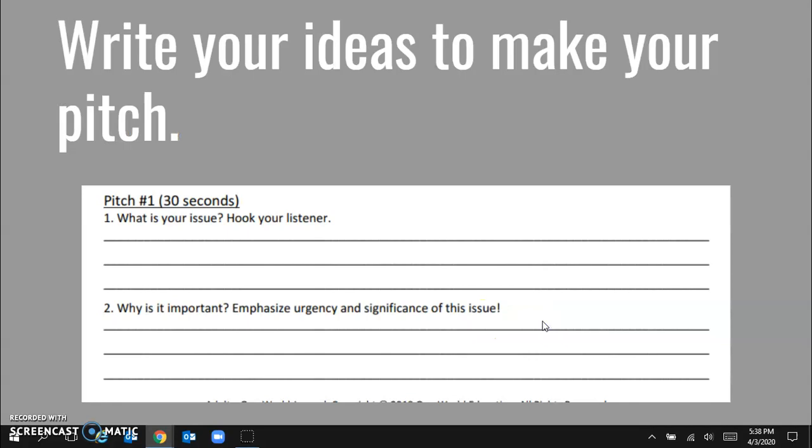If you don't have your journal, you can write down these questions on a different piece of paper. If you do have your journal, you can use this space to prepare your pitch.